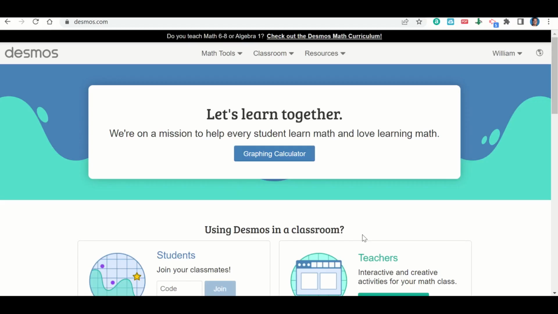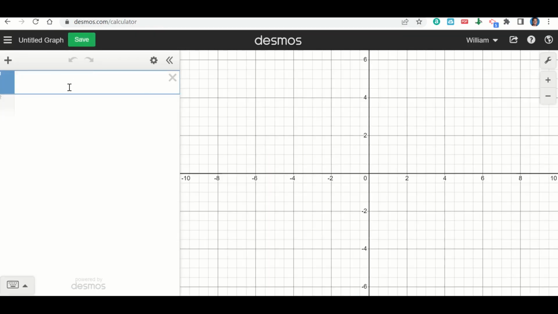Let's talk now about how to check our work with linear equations using Desmos. What we're going to do is go to desmos.com, and click on the link that says Graphing Calculator. And over here on the left side, we can enter any linear equation and it will graph it for us. So let's try y equals 2x minus 4. As we can see, it graphs it for us. We can check that against whatever we did on our assignment.